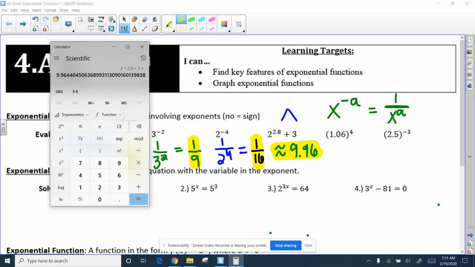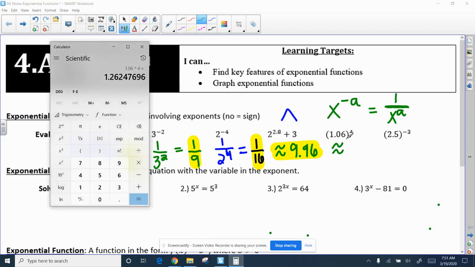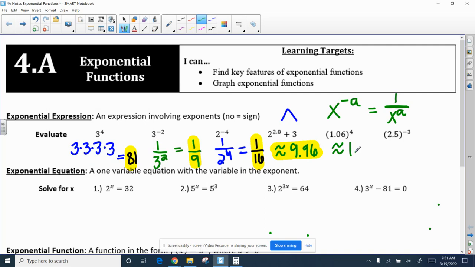All right, the next one is 1.06 to the fourth power. Same thing, we want to use the calculator since we have decimal numbers. So 1.06 to the fourth power is 1.26 approximately. Now this one, since the exponent was a whole number, we could have multiplied it out without a calculator. We could have done 1.06 times 1.06 times 1.06 times 1.06, and we would have got the same thing, 1.26 approximately.